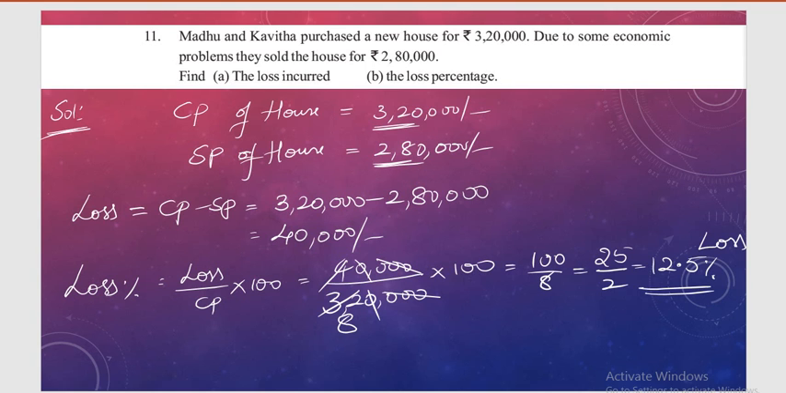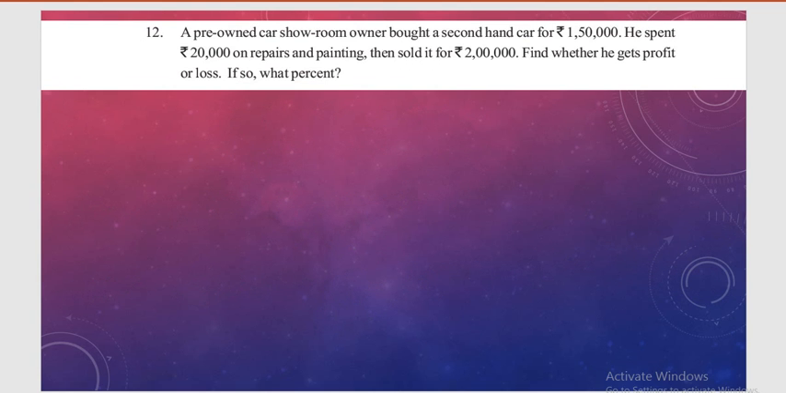Next, moving on to one more question. A pre-owned car showroom bought a second-hand car for 1,50,000 and spent 20,000 on repairs and paintings, and he sold it for 2 lakhs. Find whether he gets profit or loss, and if so, what percent. First of all we need to find whether he is getting profit or loss. So for that, the pre-owned car showroom went to buy a second-hand car, which is 1,50,000, right? So here the cost price of the car is 1,50,000 rupees.